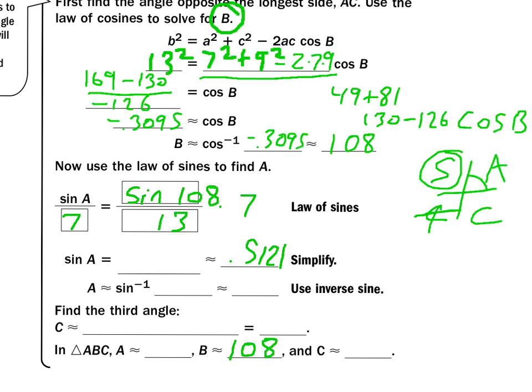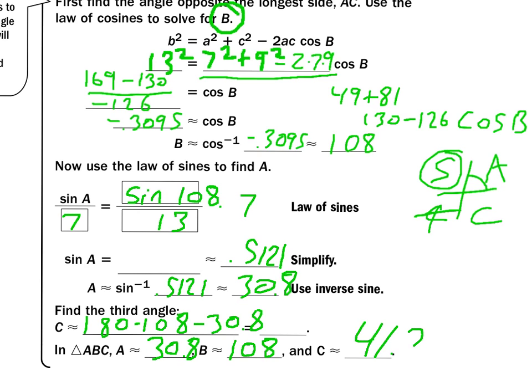0.5121. I do the inverse sine of 0.5121 to get that by itself, and I get 30.8 degrees for A. Now for C, I just do 180 minus 108 minus 30.8, and I end up with 41.2.